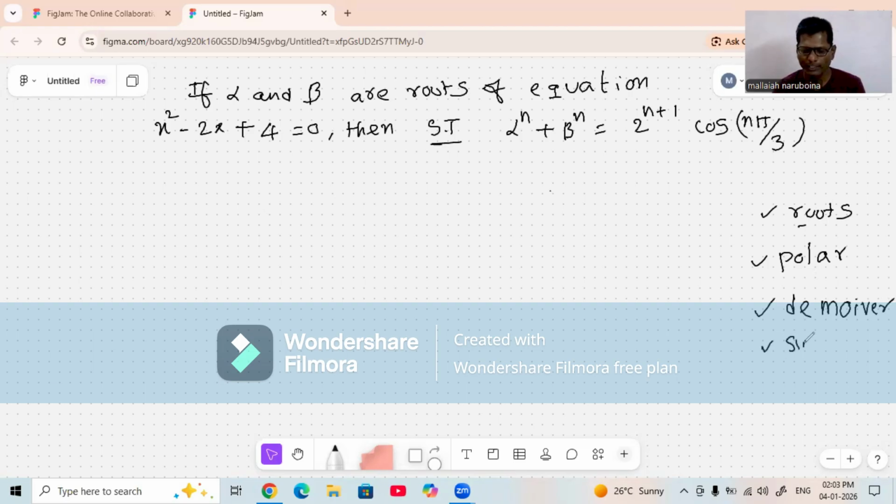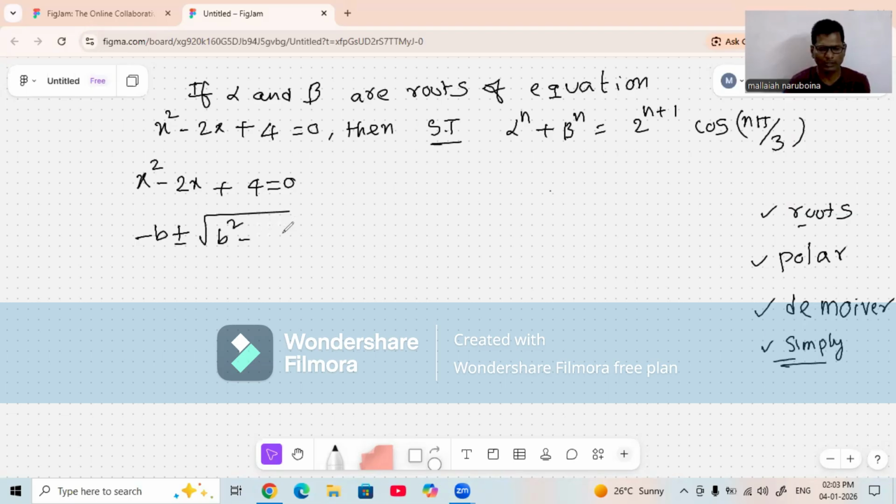Finally, simplify. So these are the steps we have to remember. So first let us find solutions for this equation, x square minus 2x plus 4 is equal to 0. Using x = (-b ± square root of b square minus 4ac) by 2a, we find the roots.